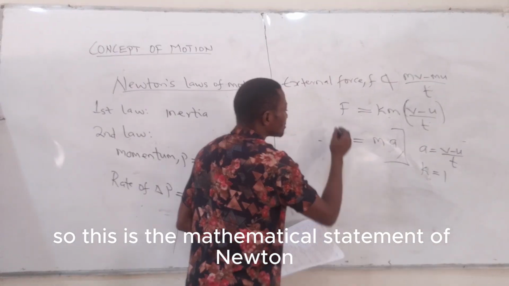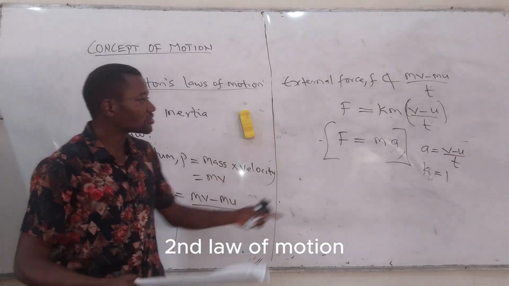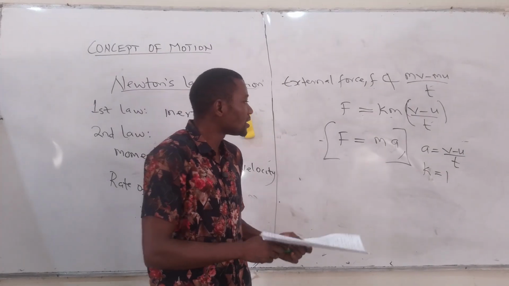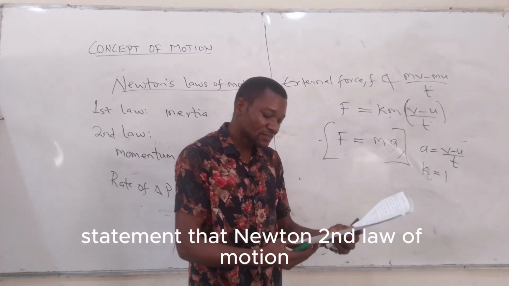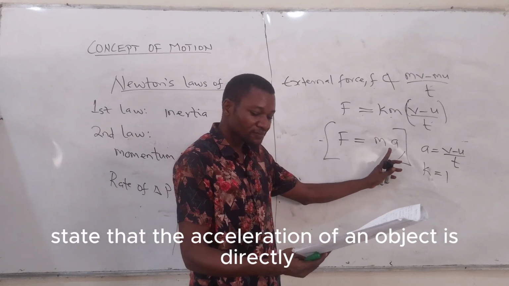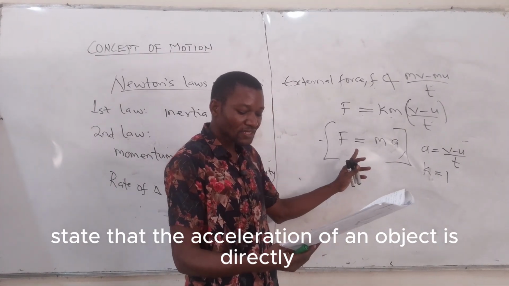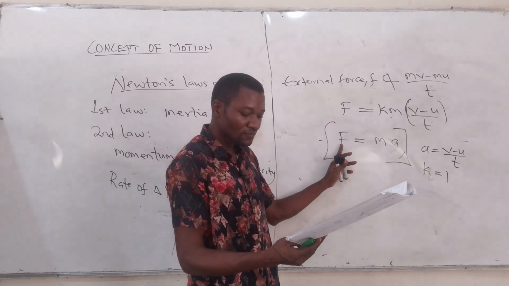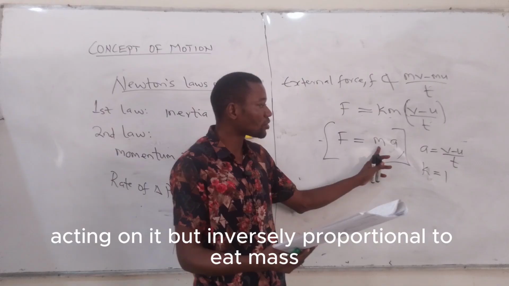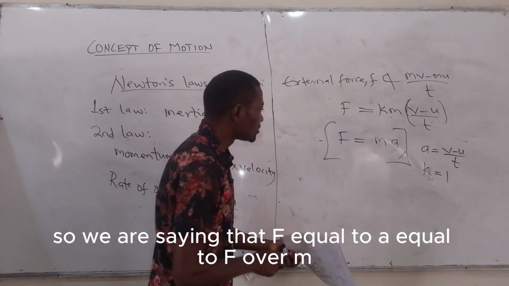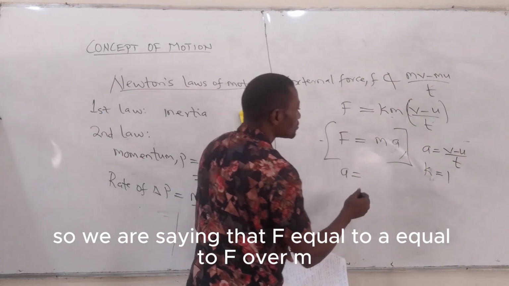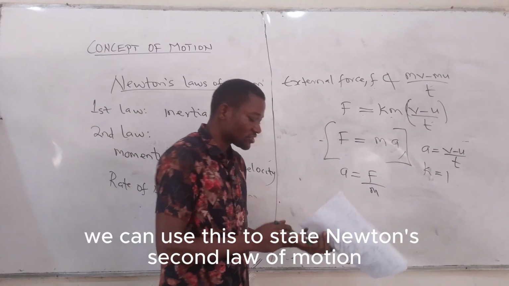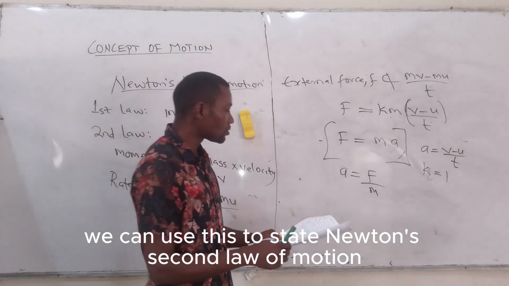So this is the mathematical statement of Newton's second law of motion, and using this mathematical statement we can state that Newton's second law of motion states that the acceleration of an object is directly proportional to the net force acting on it, but inversely proportional to its mass. So we are saying that a is equal to F over m. So we can use this to state Newton's second law of motion.